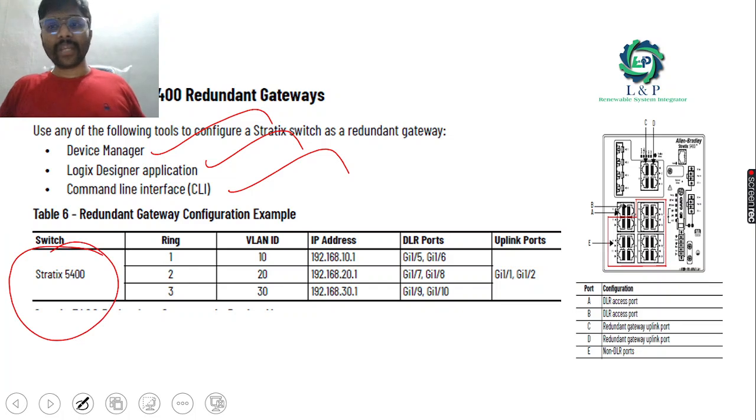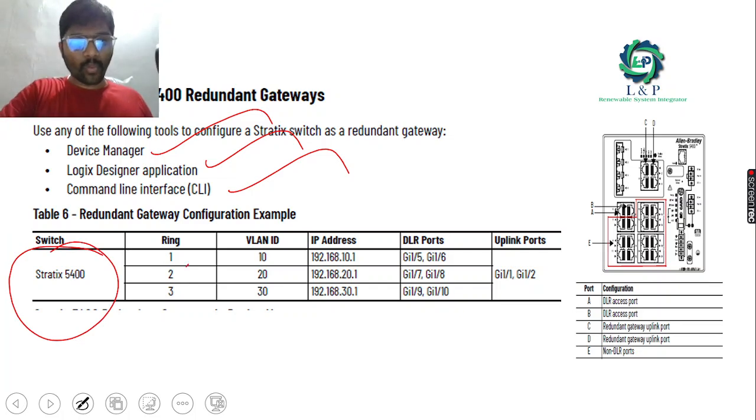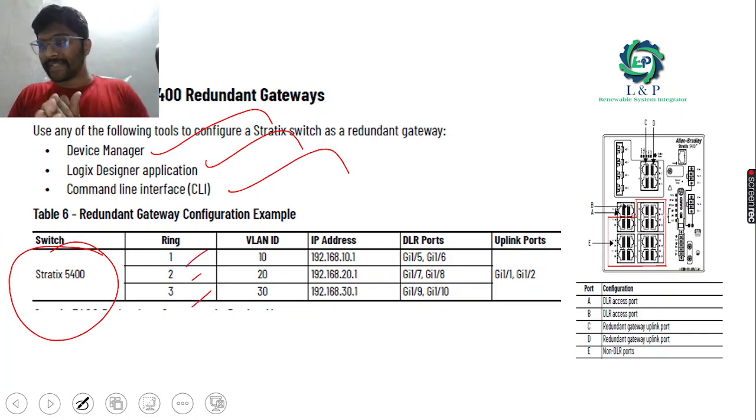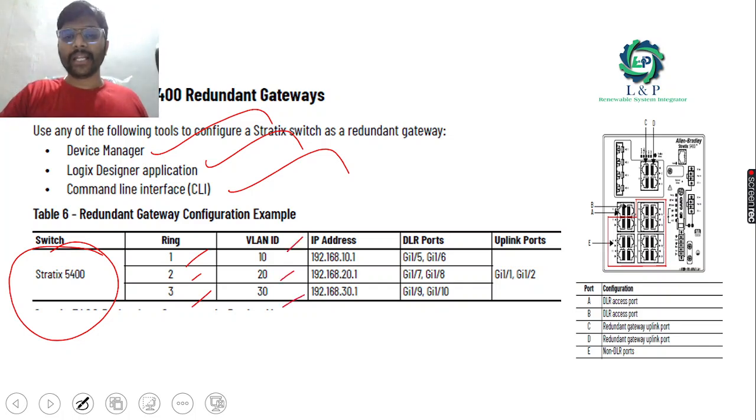Let us consider Stratix 5400. We have 3 different rings in it, that is ring 1, 2 and 3. We are going to assign 3 different VLANs, 10, 20 and 30. The IP addresses will be 10.1, 20.1, 30.1. Port numbers 5 and 6 we will be using for VLAN ID 10, port numbers 7 and 8 for VLAN ID 20, and port numbers 9 and 10 for VLAN ID 30.